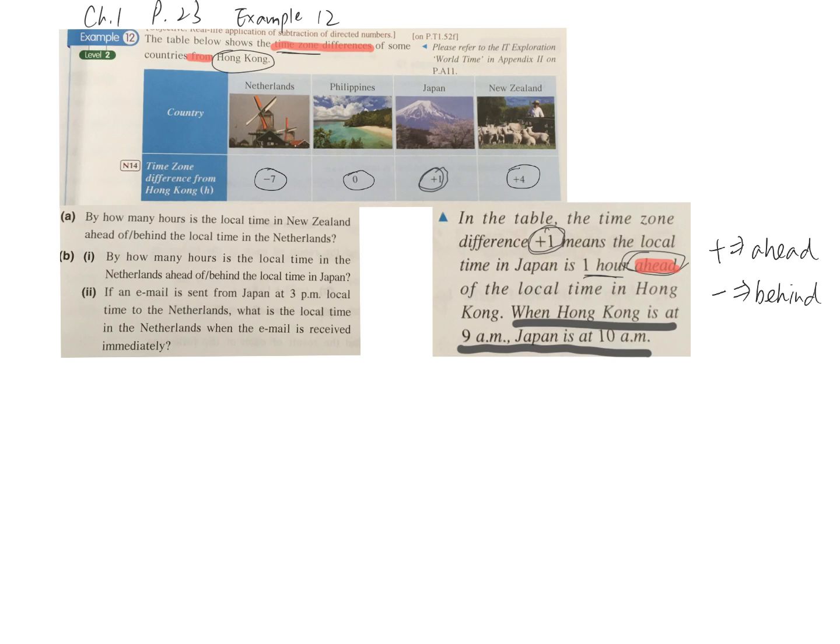So now let's go through the exercise. You're asked that by how many hours is the local time in New Zealand ahead of or behind the local time in Netherlands? By how many hours? So the question is asking you for two things. One is whether this is ahead or behind. That means positive or negative. Secondly is by how many hours. So the number itself.